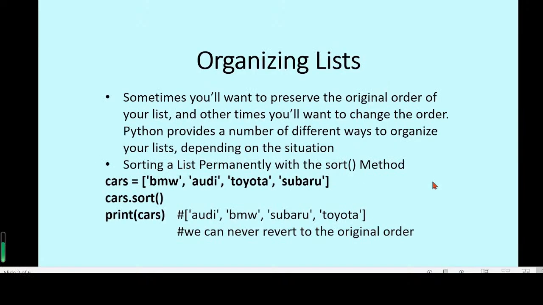Sometimes you will want to preserve the original order of your list, and other times you will want to change the order. Python provides a number of different ways to organize your lists depending on the situation. Sorting a list permanently with the sort method. So this is a list with 4 cars. Then you can use cars.sort. Then the elements are sorted in the list.